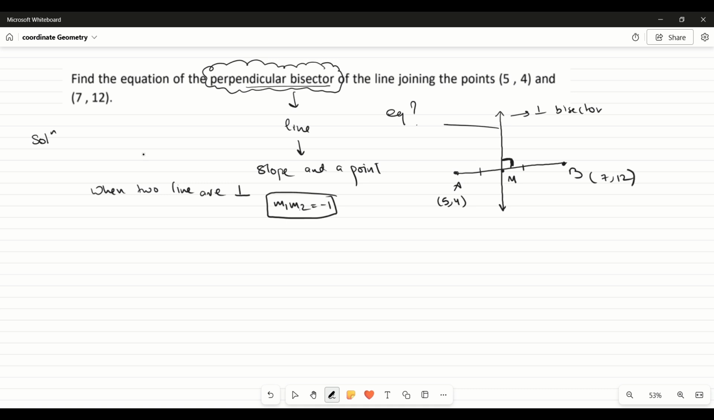With the help of this, we can find the slope of the perpendicular bisector. But how to find the slope of AB then? We can do it because we have the 2 points, right? The slope of AB can be found with the formula (y2 minus y1) divided by (x2 minus x1). With that we can find the slope. We are done with the slope, but what about a point? For that point, if you can see here, M is the midpoint. And with the midpoint formula, we can find the coordinates of point M.